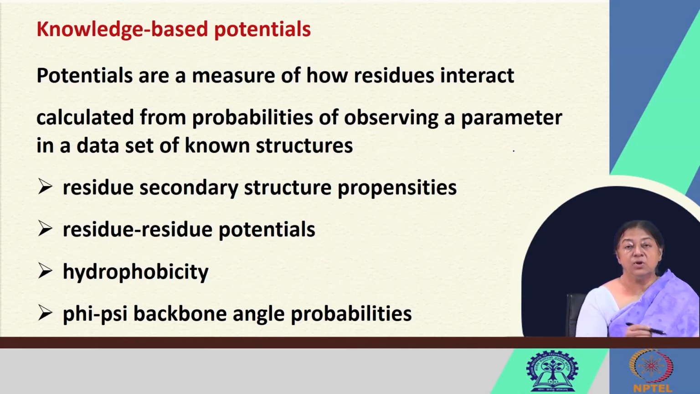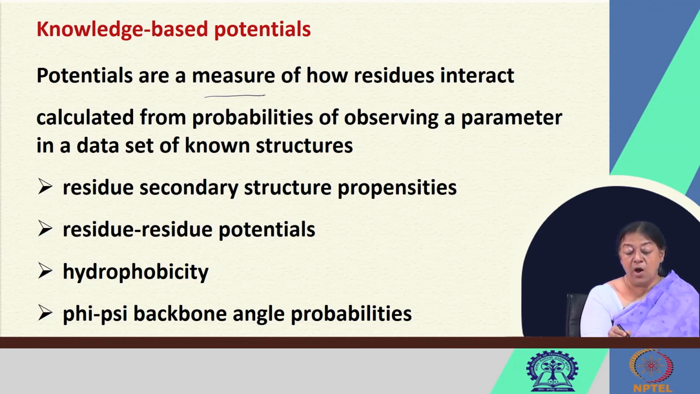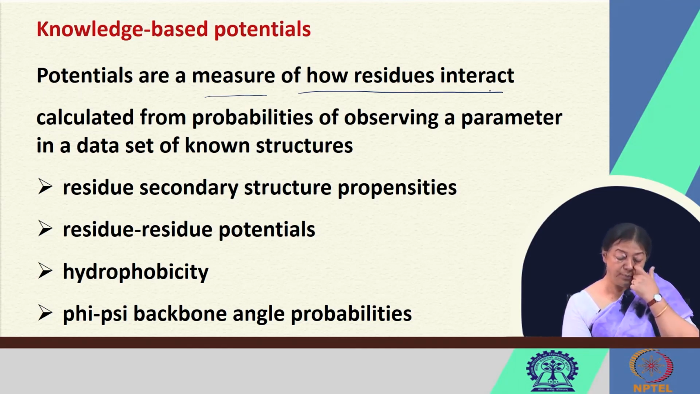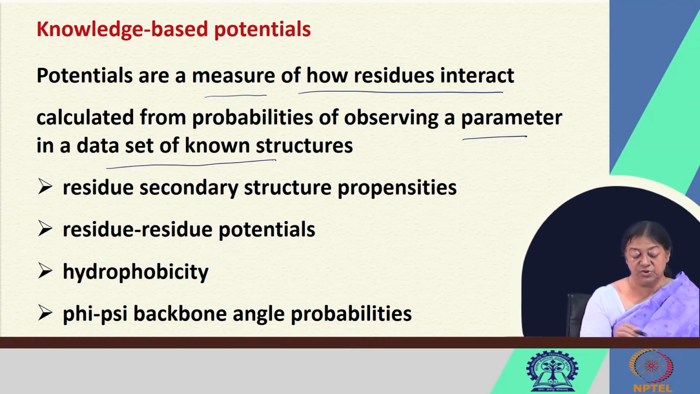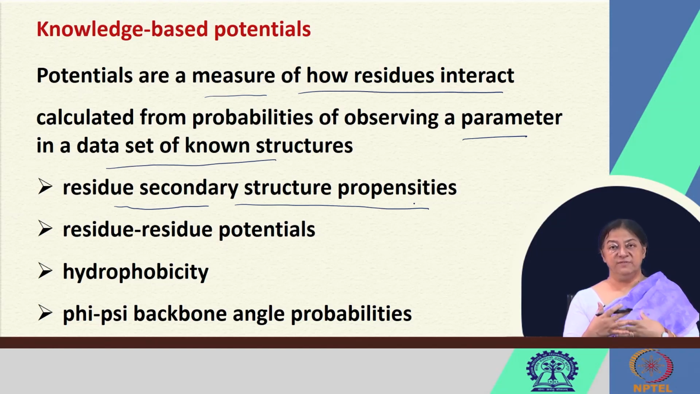So, when we look at what are called knowledge based potentials, they are potentials of how residues interact with each other. They are calculated from probabilities of observing a specific parameter of a data set of known structures. For example, we look at residue secondary structure propensities. What do we mean by this? We look at the database that is already available to us, and from the statistics that we can do on this database, we realize that there are some residues that would prefer to remain in an alpha helix.